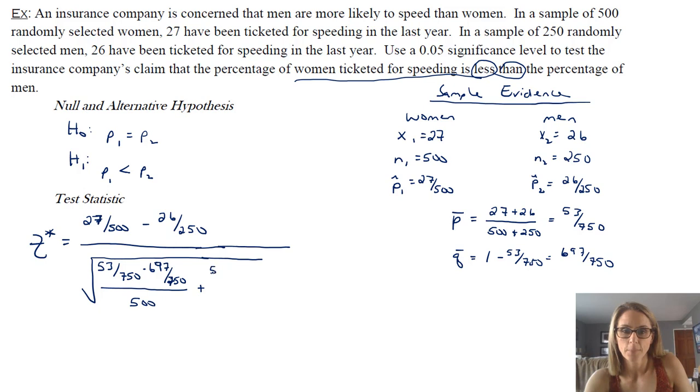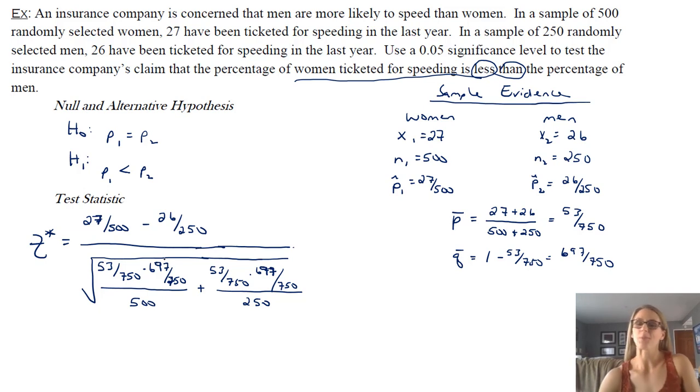Then I have another p bar, and you honestly could put this all into your calculator at once. You could use your fraction bars, and this is 697, oh, that would have made a difference, divided by 750 all over n2, so 250. So yes, it is big and it is huge, but you could arguably put it in your calculator at once. It would just be a lot of work. And if you do that, you should get, you can try it if you want, negative 2.52 as your test statistic.